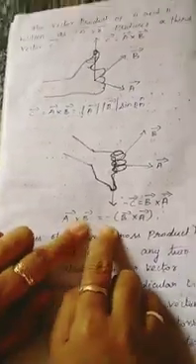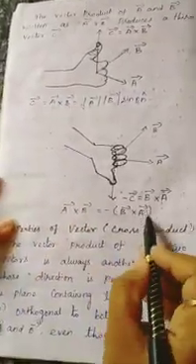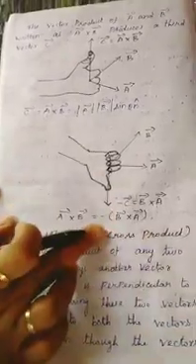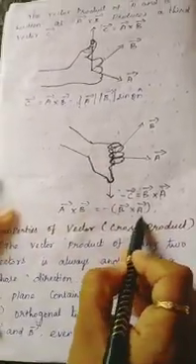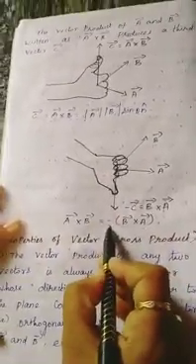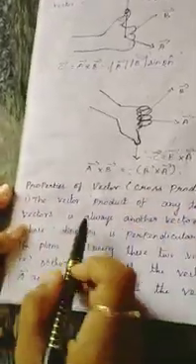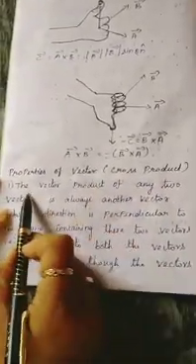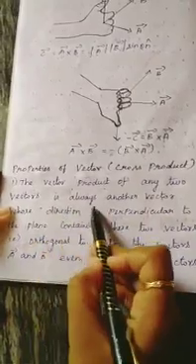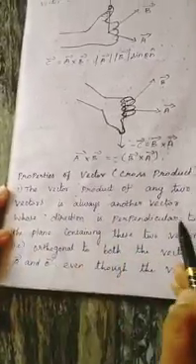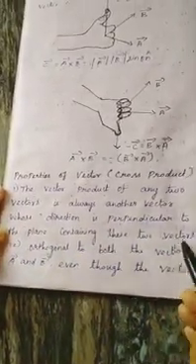And if it is in the opposite direction, A vector cross B vector is equal to minus of B vector cross A vector, because the direction is different. So B vector cross A vector, the answer will come in negative. Now the properties of the vector product. The vector product of any two vectors is always another vector whose direction is perpendicular to the plane containing these two vectors. Already we saw.